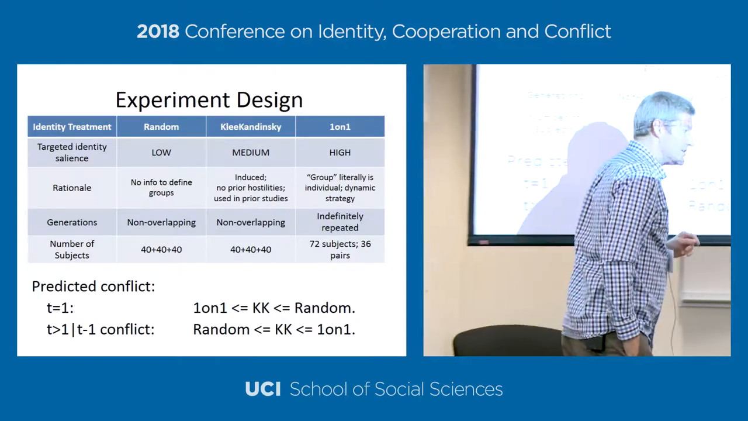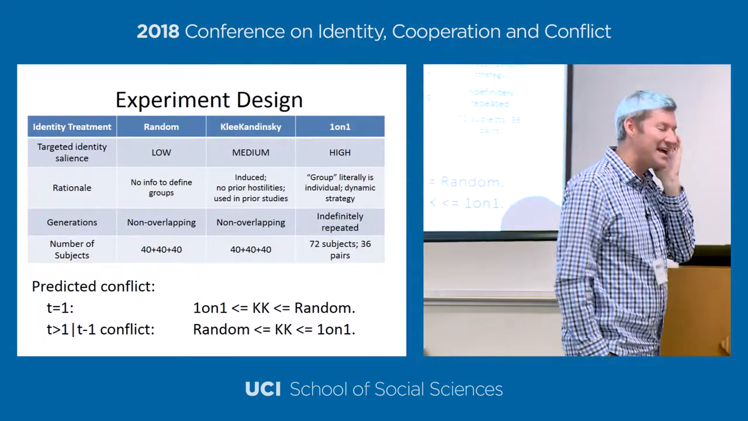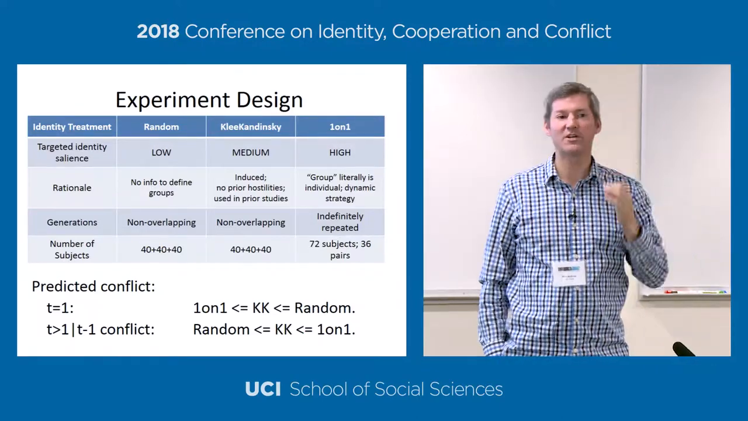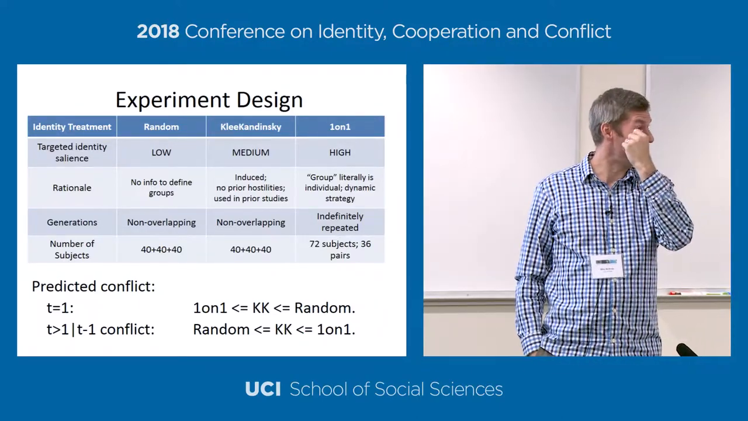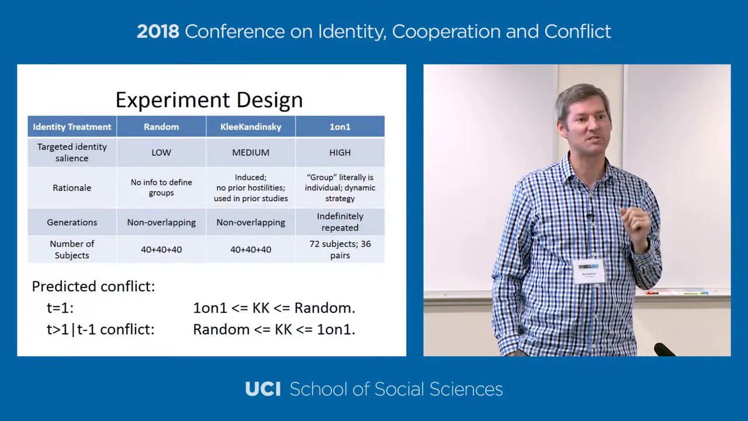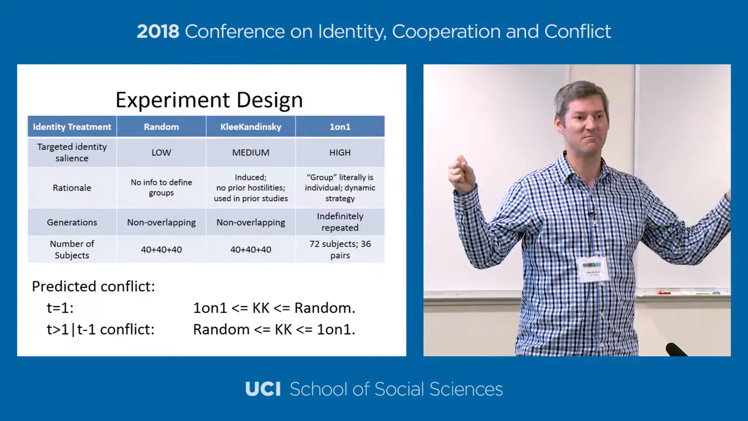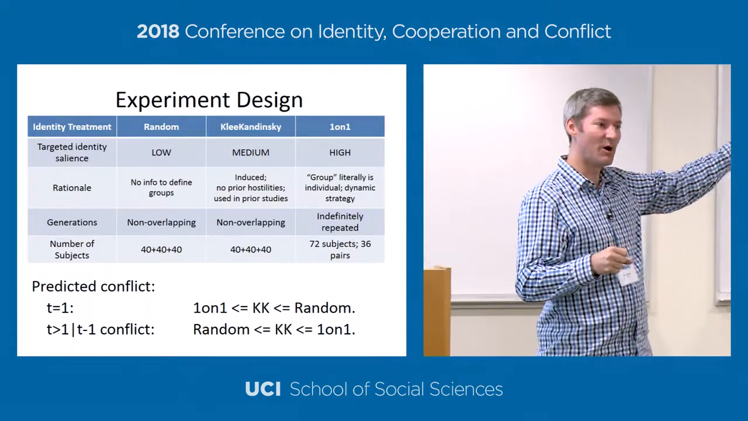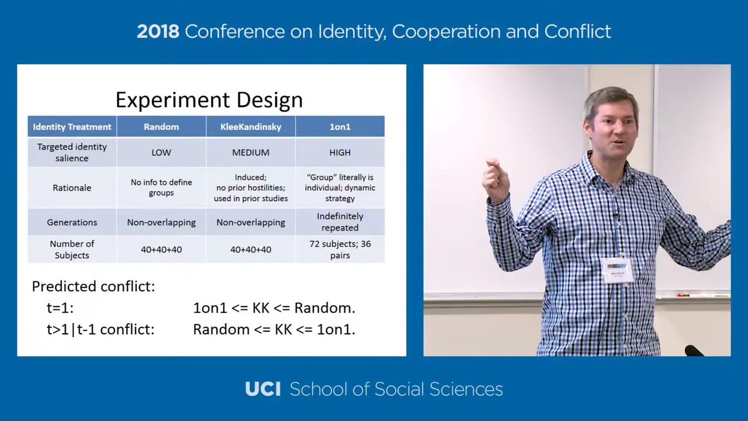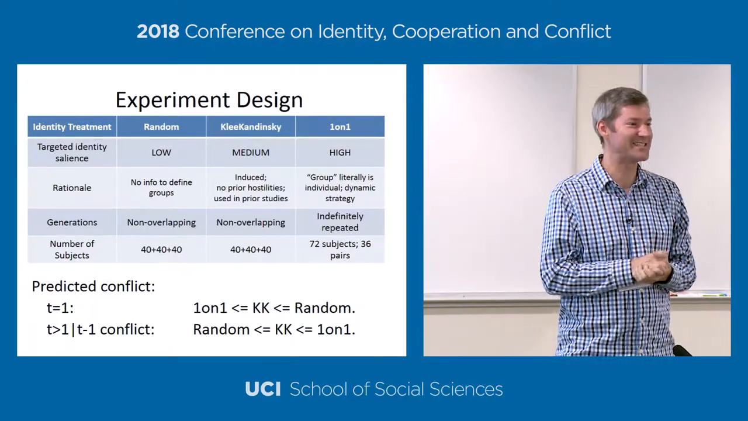And then to try to create a really high identity, we weren't quite sure how to do this. Our original thought, and this explains the Chapman connection, was to pit UC Irvine students against Chapman students. Chapman is a smaller private university up the freeway. But there's really no natural hostility between Irvine students and Chapman students.